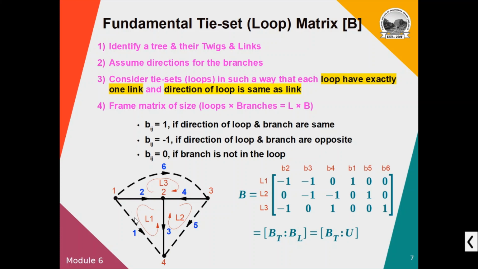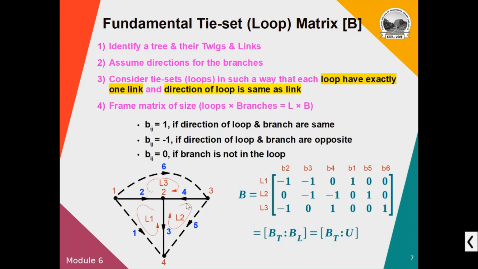Suppose you are taking L1. What are the branches associated with L1? It is 1, 2 and 3, right? Since the direction of the link as well as the loop is the same, we will be mentioning it as 1. The direction of 1 is similar to the loop L1, whereas the direction of 2 and 3 is opposite to that of L1. So branch 2 and branch 3 will have -1, whereas branch 1 will be 1, others will be 0.